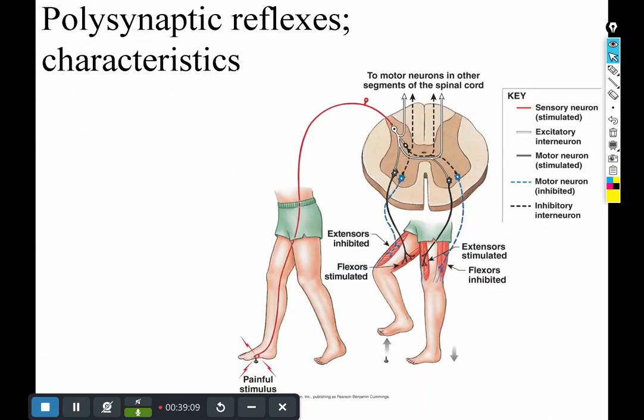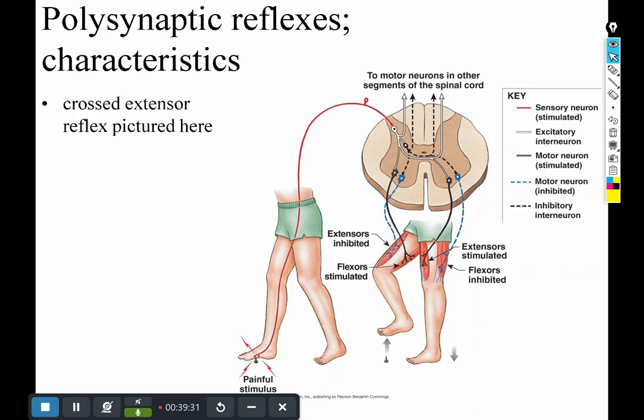Now here we have an even more complicated polysynaptic reflex involving stepping on a sharp tack. So this is the one I mentioned earlier, where in addition to moving your foot off of the painful stimulus, you also have to stabilize the leg that you're standing on, otherwise you're going to fall down and maybe right back onto that painful stimulus. So we can't have that.